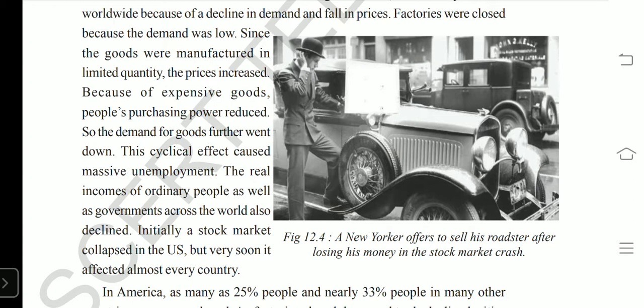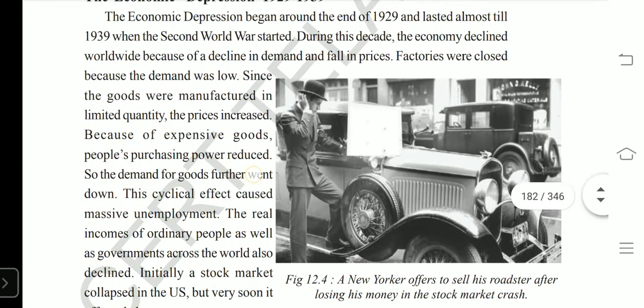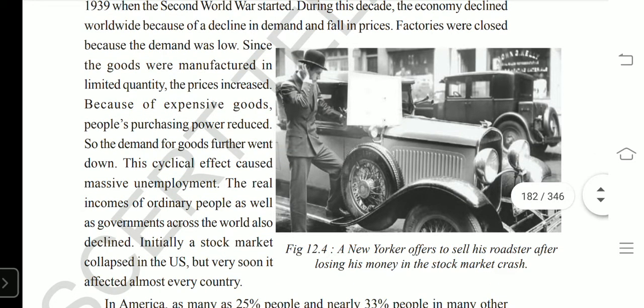A further fall of demand led to a further fall in the price, so that many factories were closed. It hit many of the countries in the world, so it is called a worldwide economic decline. In short, the Great Depression. Understand? Here the cyclical effect caused massive unemployment throughout the world. In all the nations, there was unemployment.